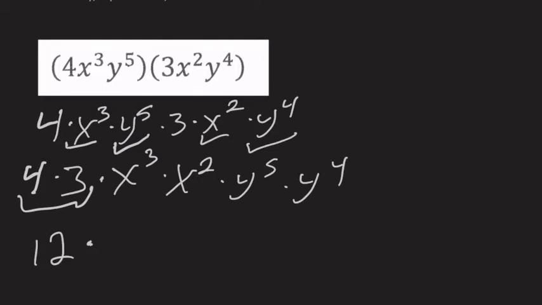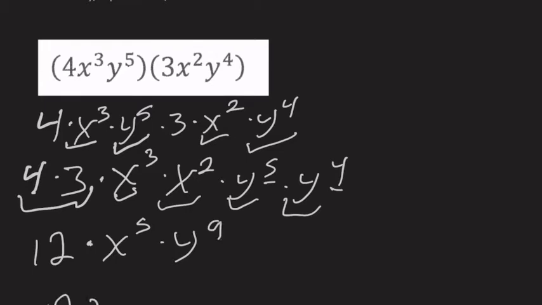Because this is a variable multiplied by a variable, and the variable is the same thing, all we do is we add the exponents together. So 3 plus 2 is 5. So that would become x to the 5th. Same thing with the y's. Since the variable is the same, all we do is we add the exponents. So 5 plus 4 is 9. So our final answer is 12, x to the 5th, y to the 9.